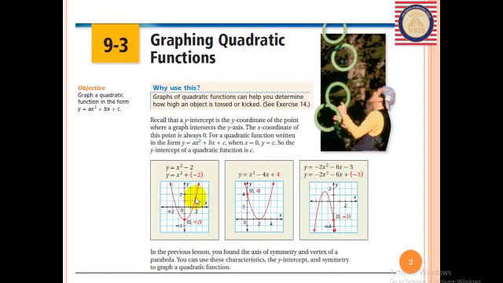Let's see here. We put x equal to 0, and so y equals c. C here is negative 2, so the parabola meets the y-axis, the y-intercept, at negative 2. And here, look at the equation, the c here is 4, so the parabola meets the y-axis at 4. And here the parabola meets the y-axis, the y-intercept, at negative 3. Very good.